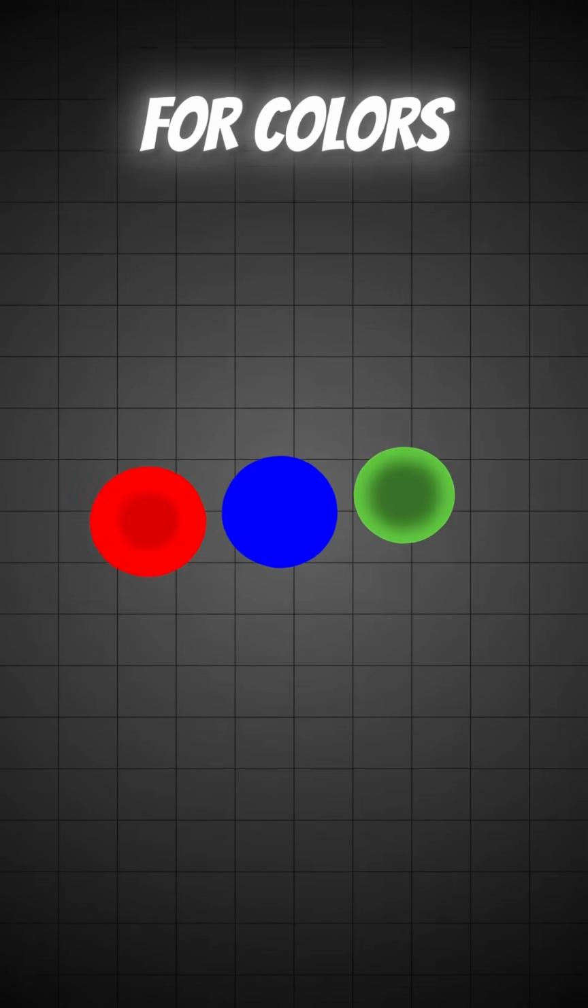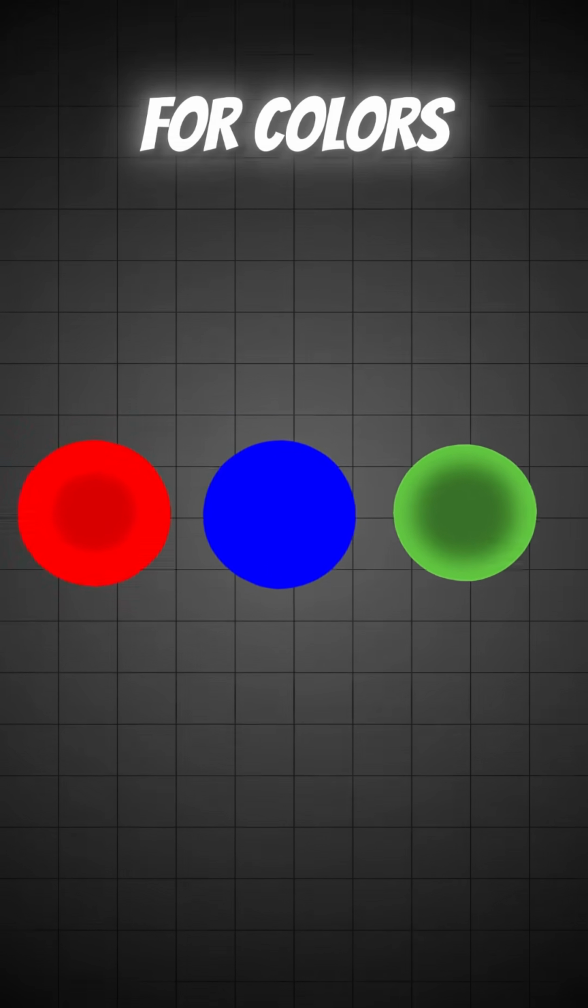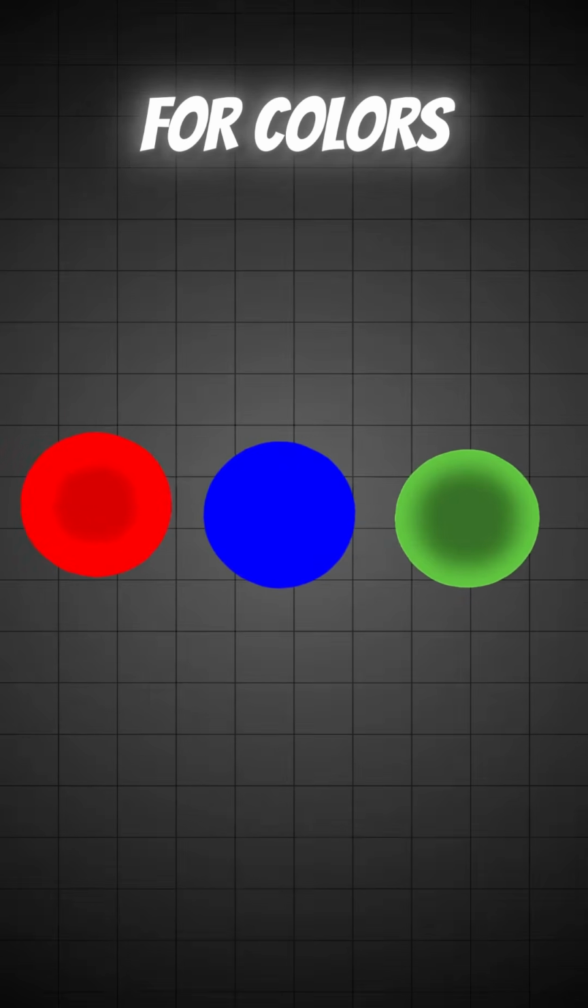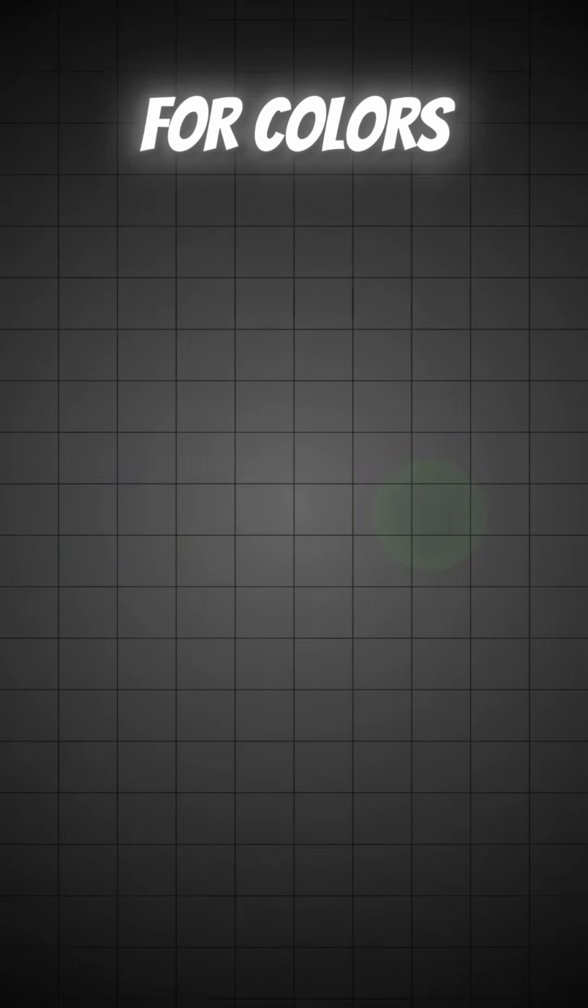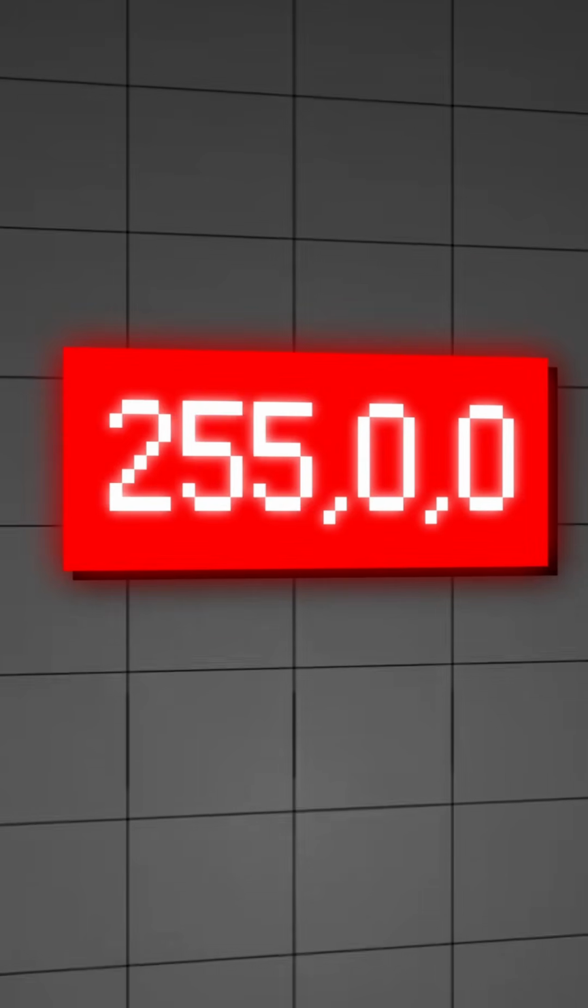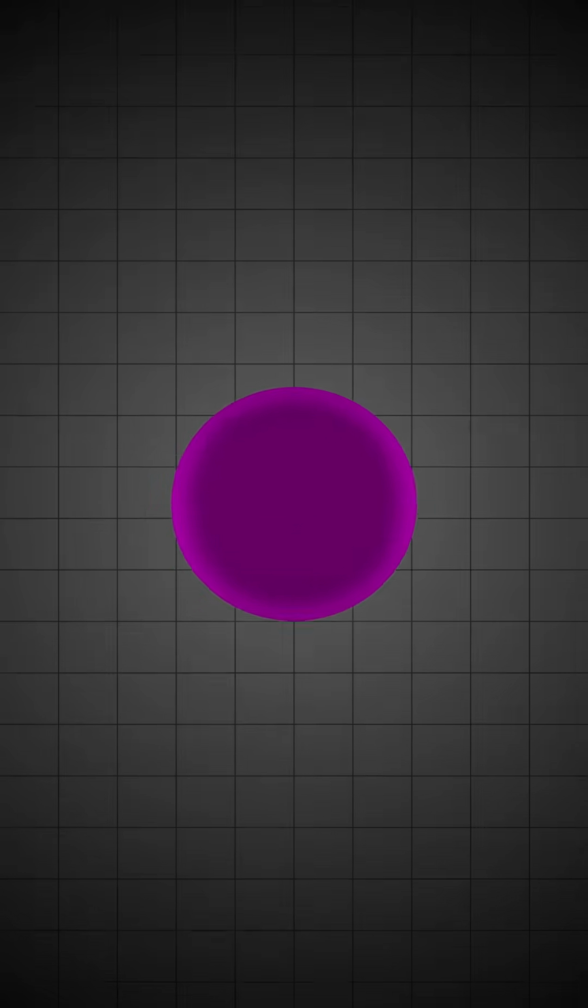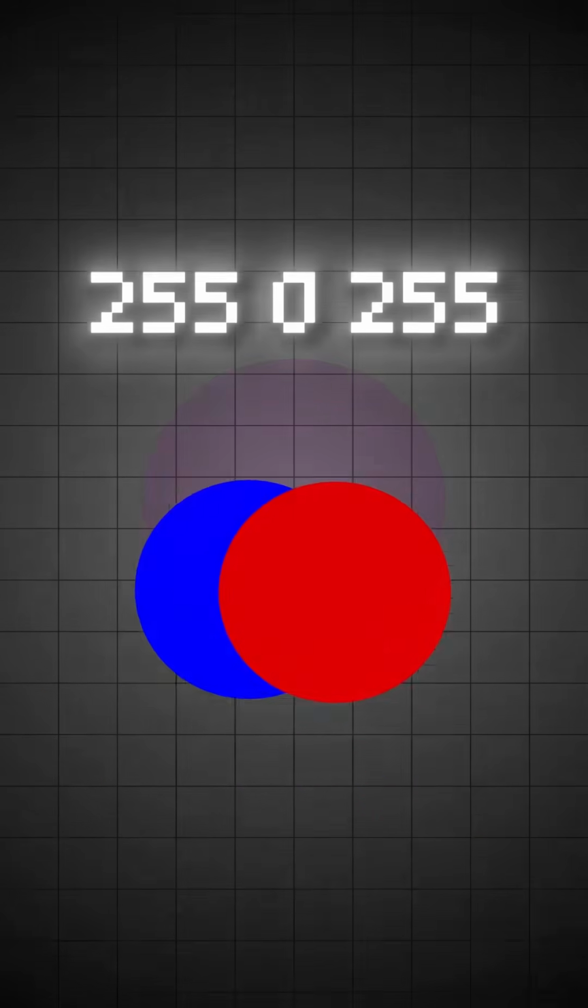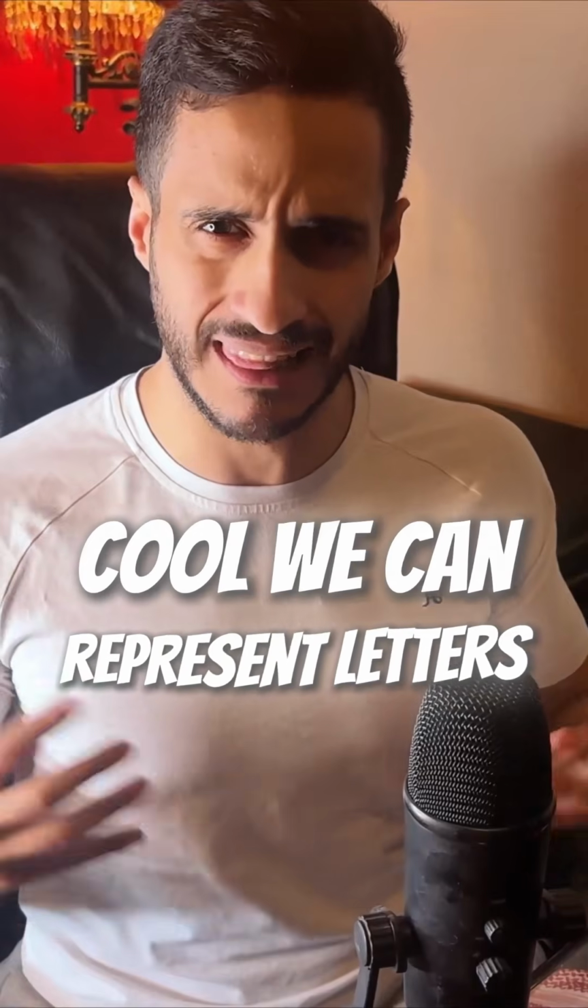For colors, we can represent any color using a combination of red, blue, and green. First number is red intensity, second is blue intensity, and third is green intensity. So pure red is 255, 0, 0, and pure blue and green are as follows. Purple is 255, 0, 255, mixing red and blue. Cool, we can represent letters and colors.